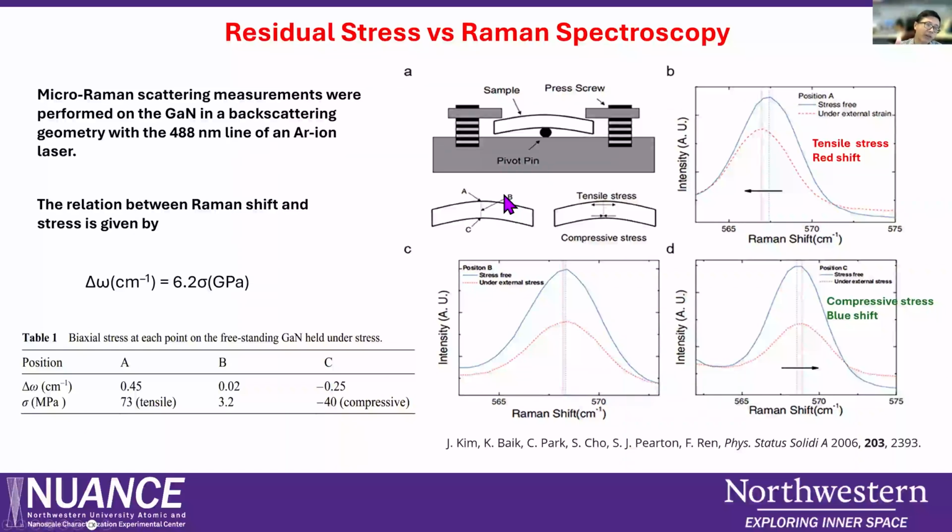Using this shift, you can analyze a crystal or film. For example, if you make a film on a substrate and the lattice is affected by the substrate, this creates strain and stress, and using the Raman shift, you can analyze this substrate effect.